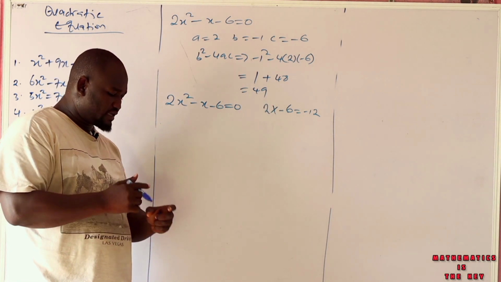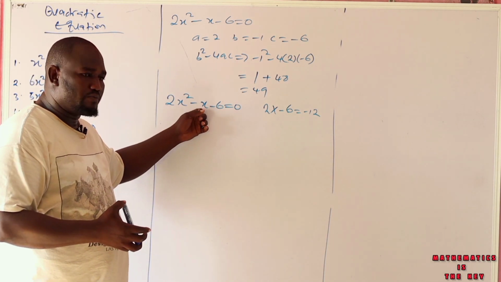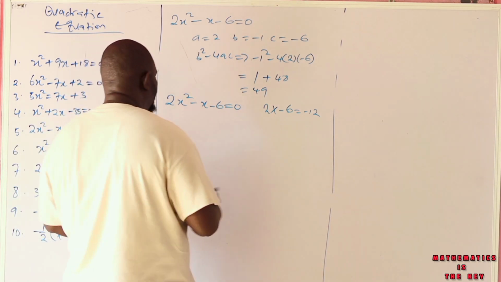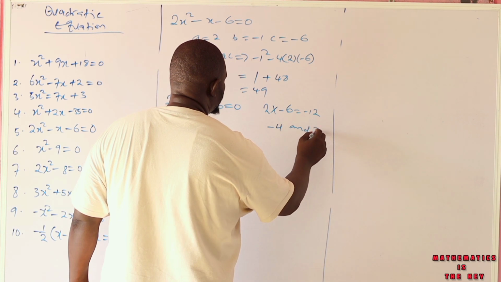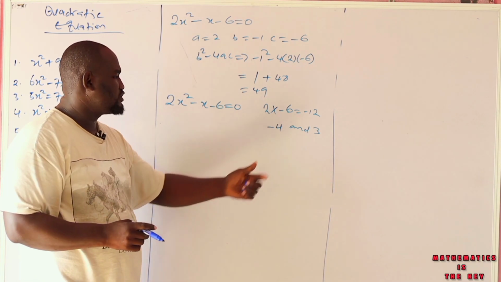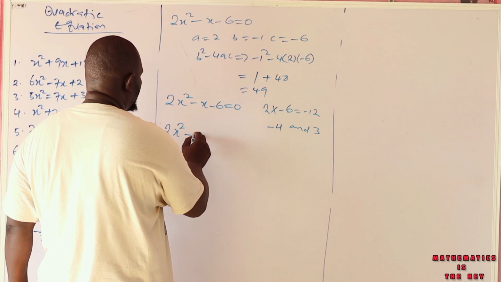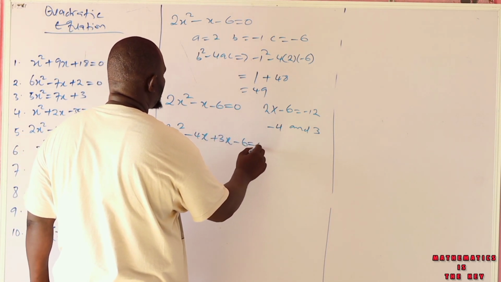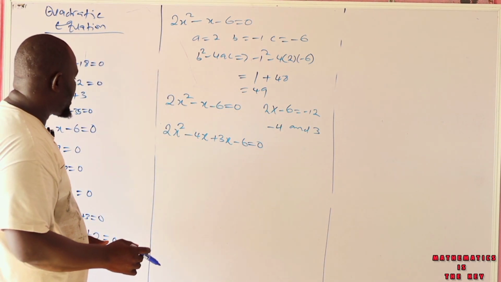Because the product is negative, those numbers are positive and negative. However, the sum is negative. That means the bigger number is the negative and the smaller one is the positive. These numbers are minus 4 and 3. So we replace the coefficient of x with these two numbers. In this case, we are going to have 2x squared minus 4x plus 3x minus 6 is equal to 0. We make them four terms to ease our work in factorizing.